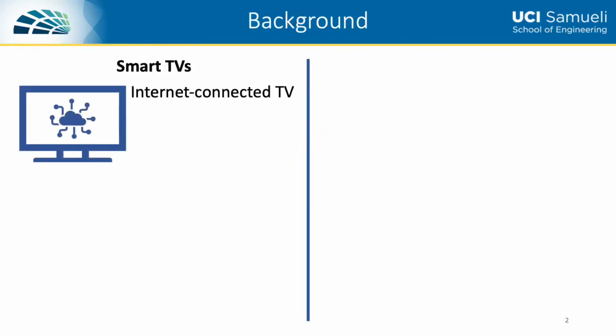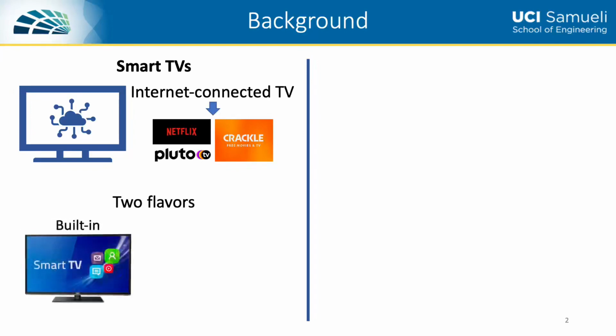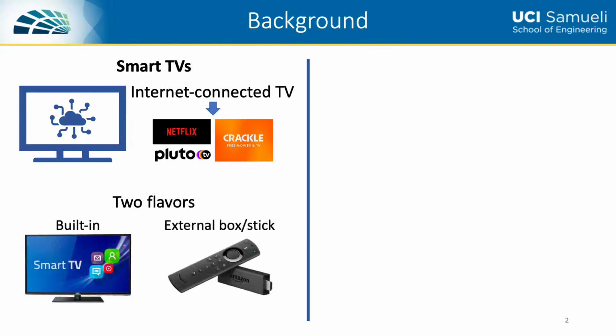A smart TV, also known as a connected TV, is an internet-connected TV with computational capabilities. This allows the TV to download content from servers on the internet and run interactive apps. Smart TVs come in two flavors. There are built-in smart TVs, where the hardware and software is integrated into the TV set, and there are external box or stick solutions that can be inserted into a TV, and we refer to both of these as smart TVs.